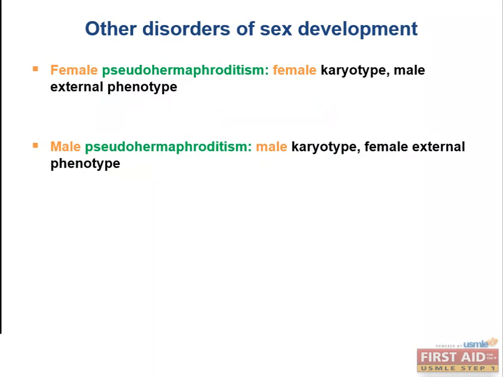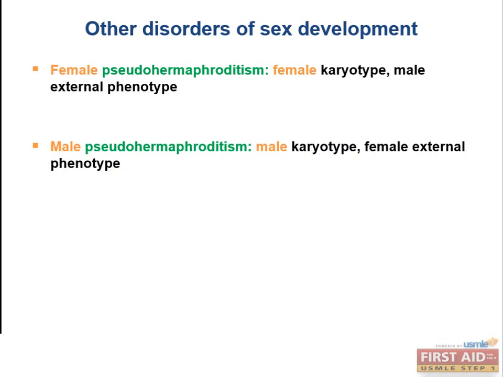Now, female pseudohermaphrodites have ovaries, but their external genitalia are ambiguous or more male-like, and one way this happens is that during fetal development, they may have had some exposure to testosterone, either exogenously or endogenously, such as from congenital adrenal hyperplasia. Male pseudohermaphrodites have testes, but the external genitalia are female or ambiguous. Again, the big example is androgen insensitivity syndrome or testicular feminization.